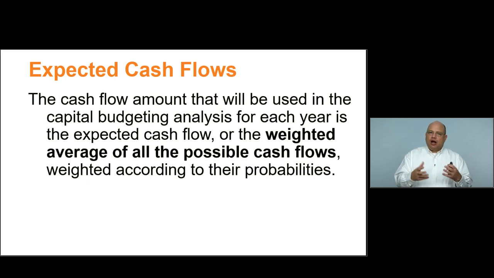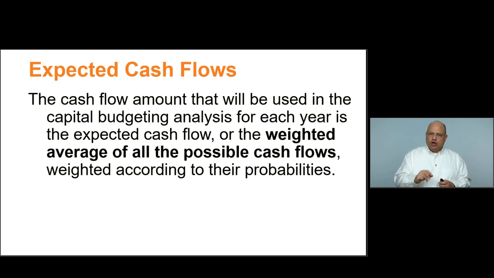Also, we assume that all of our cash flows take place at the end of the year. Again, just making the math a lot more simple for us. All the cash flows are taking place at the end of the year, except the cash flows that happen at the initial investment at time 0. But then the first year cash flows happen at the end of year 1, the second year cash flows happen at the end of year 2, and so on.